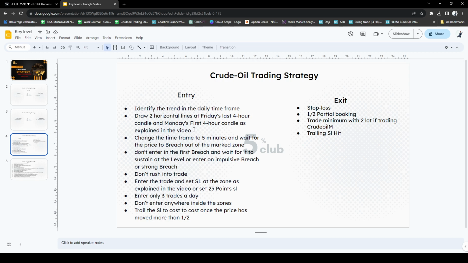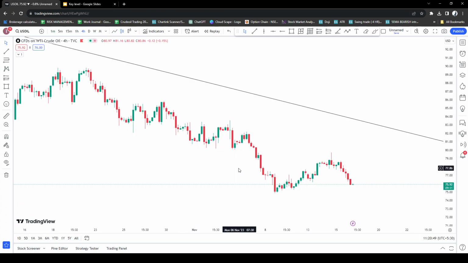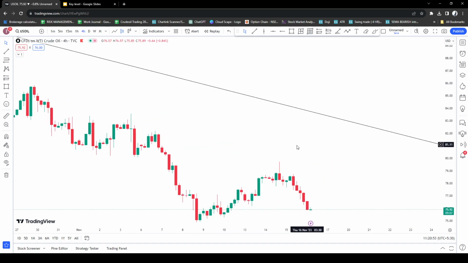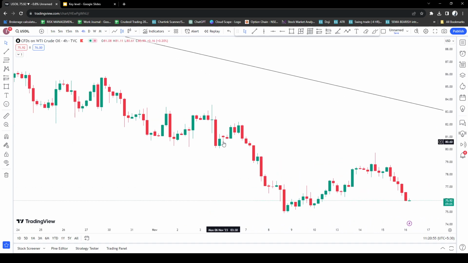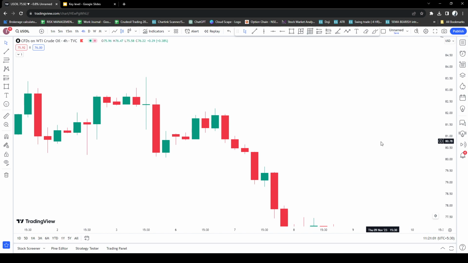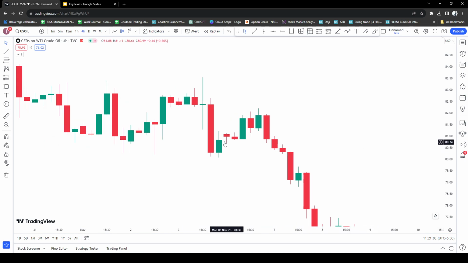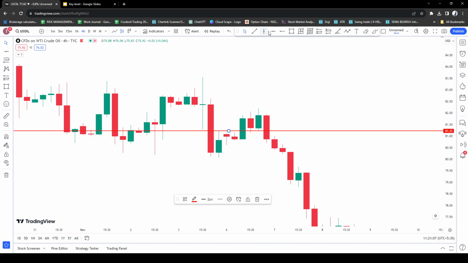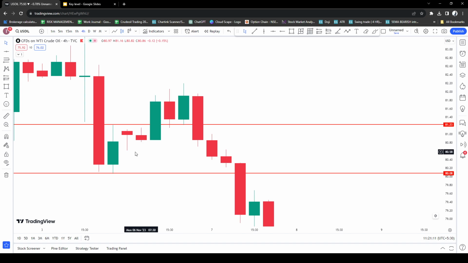Draw two horizontal lines at Friday's last 4-hour candle and Monday's first 4-hour candle. Let me explain that in the video. So this is Monday and Friday. This is Friday's last 4-hour candle and Monday's first 4-hour candle. What do I do here? I'll come here on Friday and mark the high and low of Friday's candle. Okay, done. See, this is Friday.